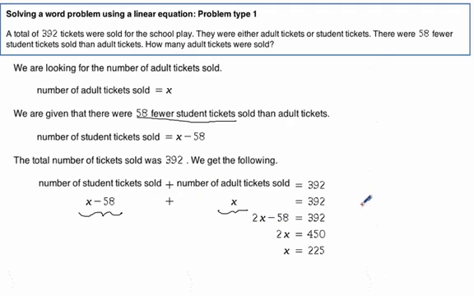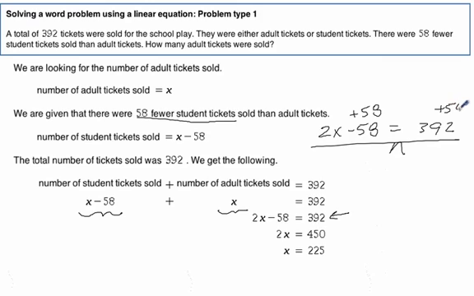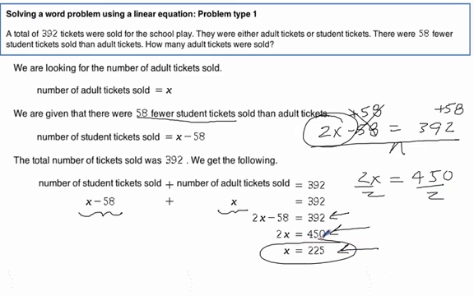2x minus 58. Remember, on this step we have to add 58 to both sides, because if we have 2x minus 58 on our balance beam equals 392, here's our balance beam, we have to add 58 to both sides so that we get that x term all by itself. That's how we get to 2x equals 450. And then, of course, we divide by 2 on both sides, and that's what gives the x equals 225 for our final answer.